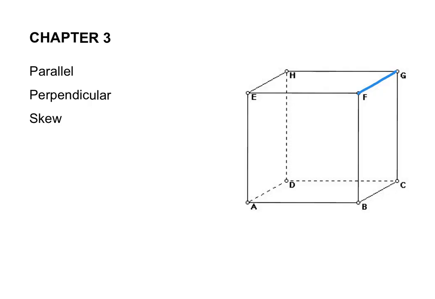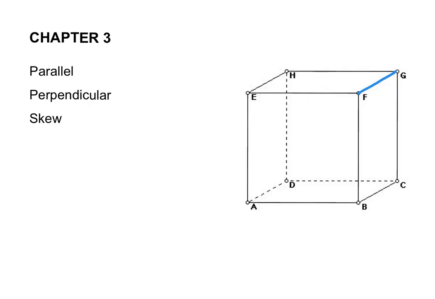BC. Okay, BC. We could also do AD. We could also do HE. Okay, they're on the same plane as one another, but they're on the opposite side of the plane. So like these are on both sides of the right side of the plane.